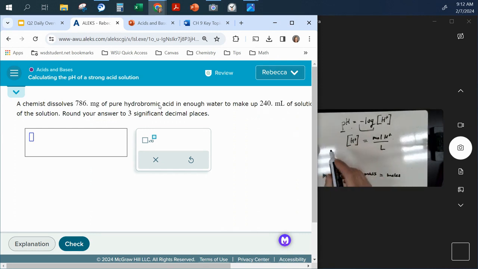I'm just going to first convert that to grams. So I have 0.786 grams of hydrobromic acid, HBr. And we get 240 milliliters, which is 0.240 liters. So right off the bat, we already have the liters part of this. But we need to take this value and divide by the molar mass to get moles. I'm going to do that on the calculator. I think that's just easier.